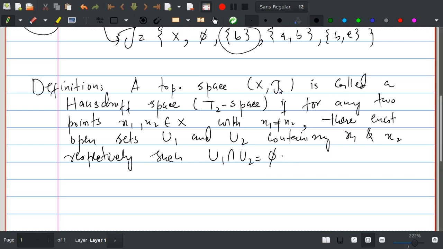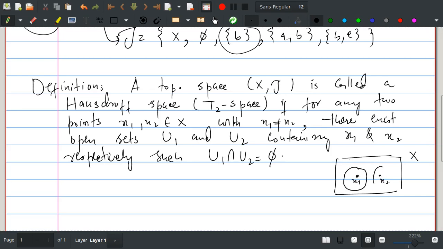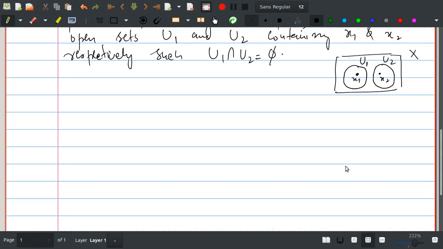So we call X a Hausdorff space if any two distinct points in X can be separated by two open sets. So we have this set X here, and we have points, say x1 and x2. If we can separate any two distinct points by open sets, then such a space is called a Hausdorff space. Now let us give some examples of Hausdorff spaces.